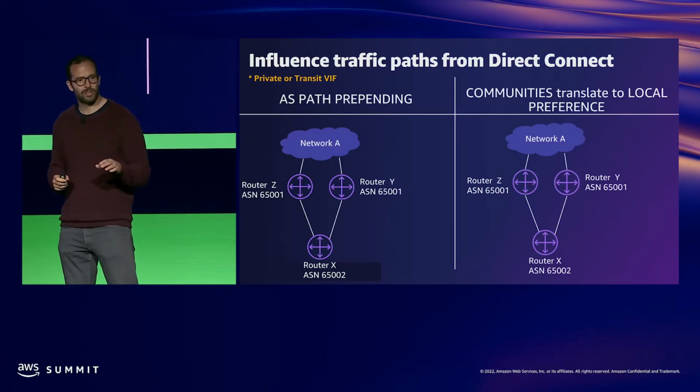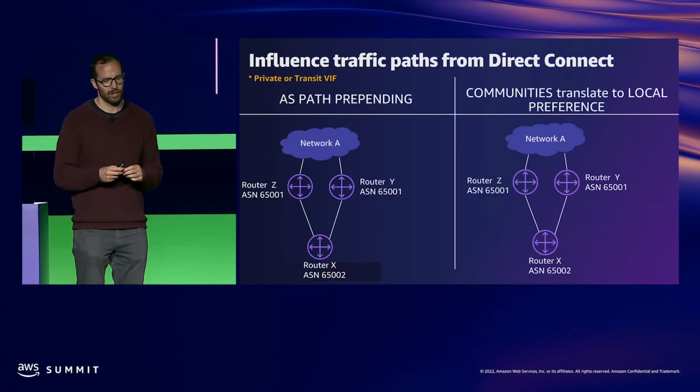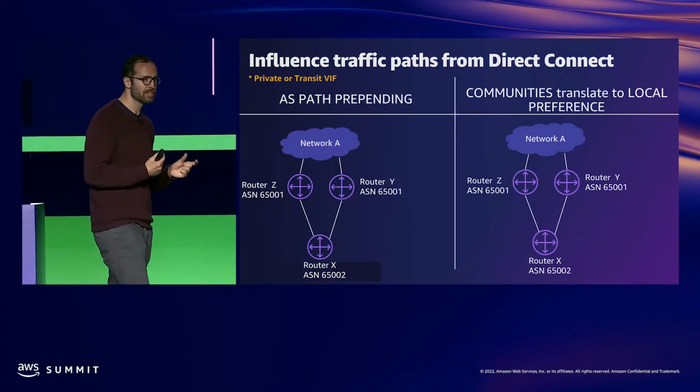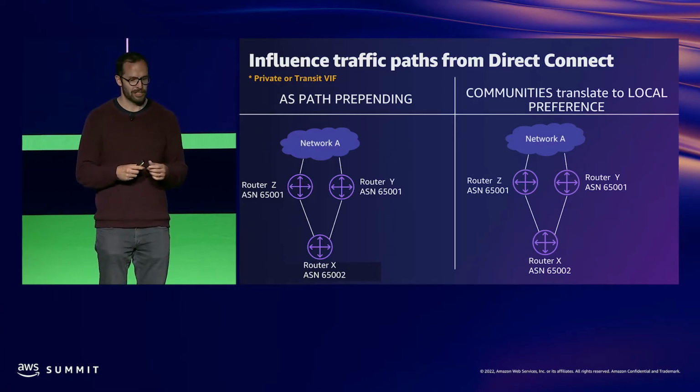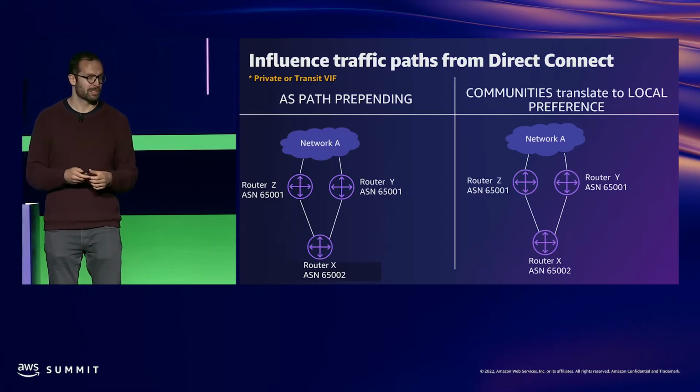And there's 2 options you can apply for this configuration. You can do ASPath prepending or local preference, which is influenced through communities. They're both BGP attributes that you can control. So in this scenario, let's say you're managing router Z and Y, and you have network A. And then router X, imagine this is AWS.